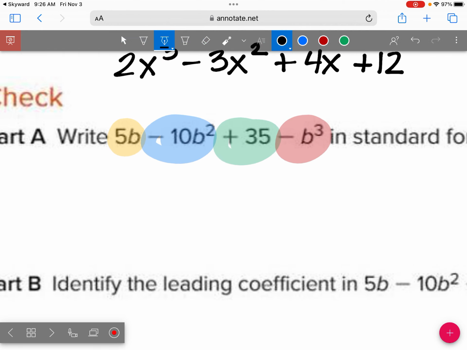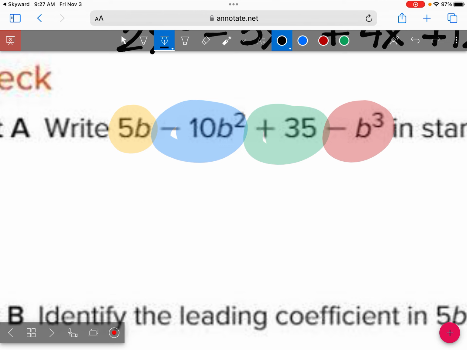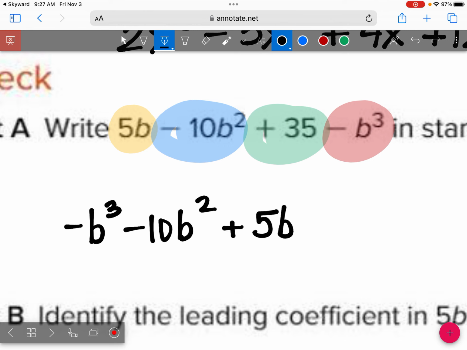All right, so which color has the highest exponent? The red or pink. So I'm going to write that one first, but notice that it's a negative in front of that. So I have to include that negative when I move it to the front. And then next would be the blue. So negative 10b squared. And then after the blue term would be what? Yellow or green? Yellow. And is this positive or a negative 5? Positive. So you have to put a plus 5b to show that that's positive. And then last is your 35.